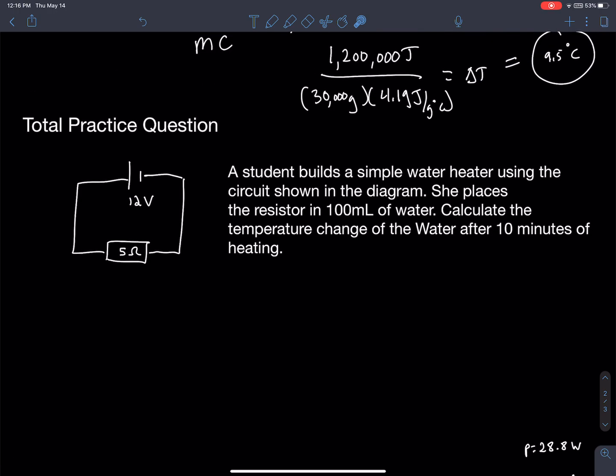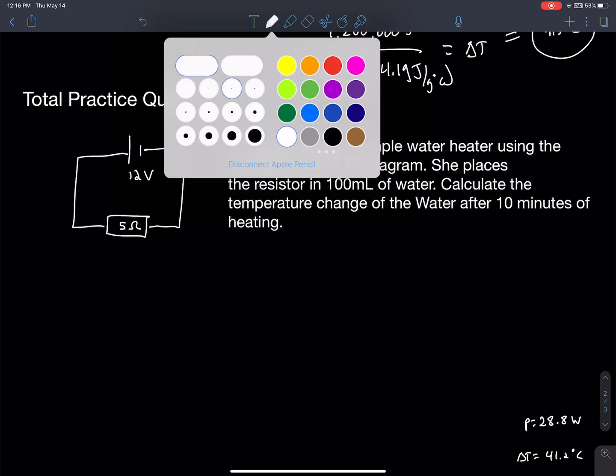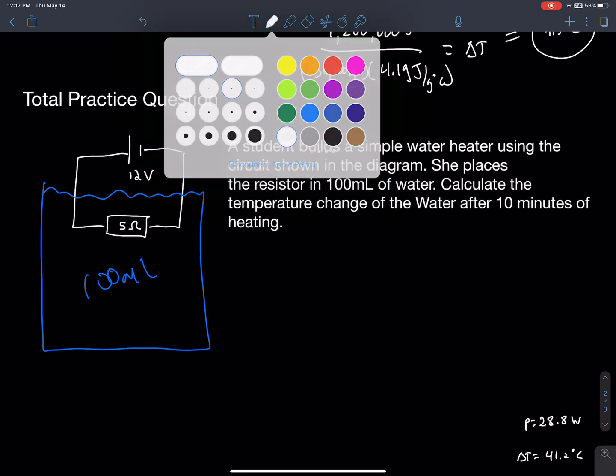Here's a good example problem of what could be on your final exam. A student builds a simple water heater using a circuit shown in the diagram. She places the resistor in 100 milliliters of water. Calculate the temperature change of the water after 10 minutes of heating. Here would be 100 mils of water. We're not going to worry about the container. We'll just imagine that that water is somehow suspended miraculously in air and she's only heating the water. So how are we going to do that?